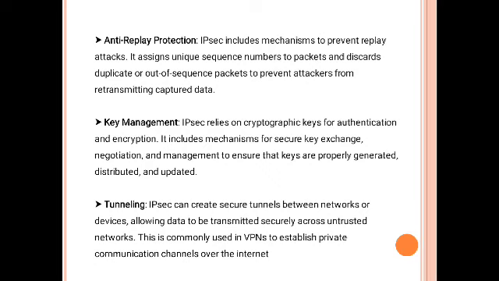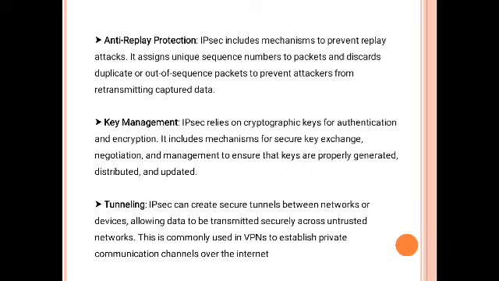Anti-replay protection. IP security includes a mechanism to prevent replay attacks. It assigns unique sequence numbers to packets and discards duplicate or out of sequence packets to prevent attackers from retransmitting captured data. Anti-replay protection means we cannot replay the data or information many times as we want, so that no attacker can retransmit the data from one to the other.